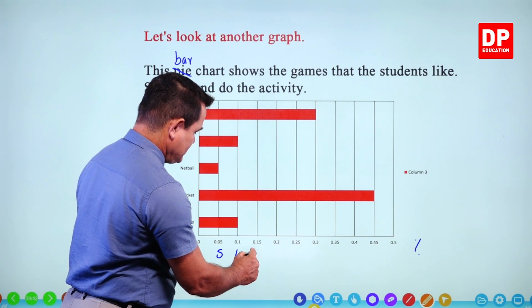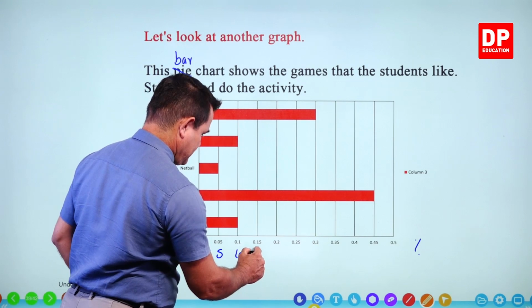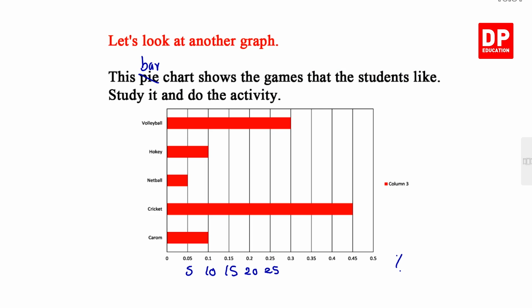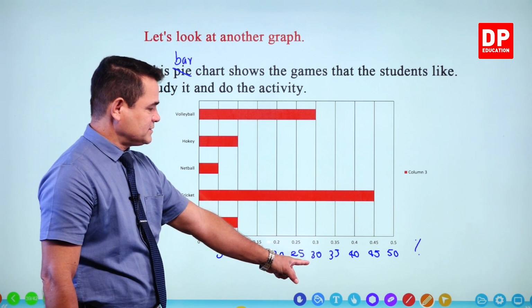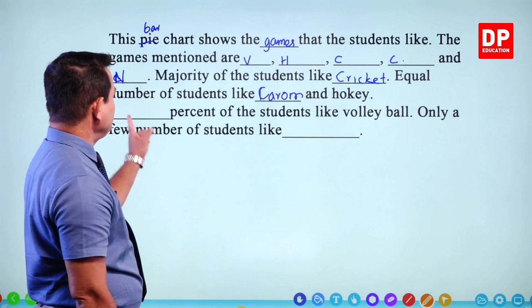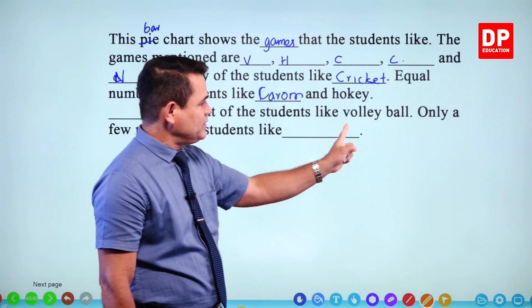So if we take it as an easy way, if you put like this: 5, 10, 15, 20, 25, 30, 35, 40, 45, 50. Okay, මෙහෙම දාගත්තොත් now then you can simply say 30%. Then what you have to do is put that percentage, then එතන 100 ප්‍රතිශතය දාන්න විතරයි තියෙන්නේ. Of the students like volleyball.